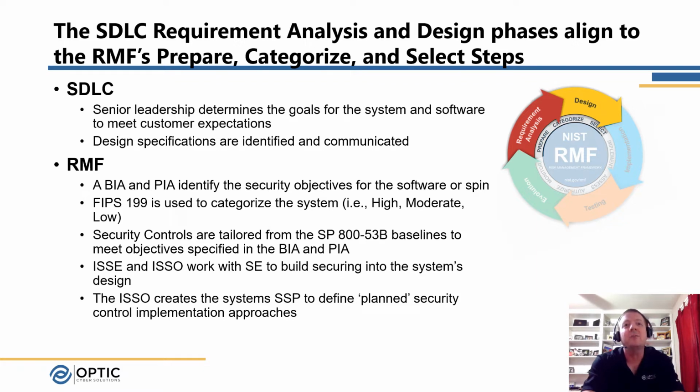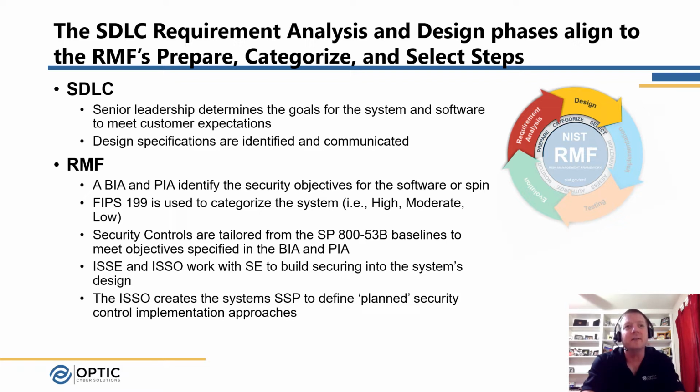Okay, what does this mean for the risk management framework, right? At that same time, this is where we'll develop our business impact analysis as well as our privacy impact assessment, just to understand what the business goals and objectives of the system are. Are there any privacy concerns that we need to include within the system here? Once we have an understanding of those business goals for the system, and we've done that impact analysis, we can use FIPS 199 to help us categorize the system.